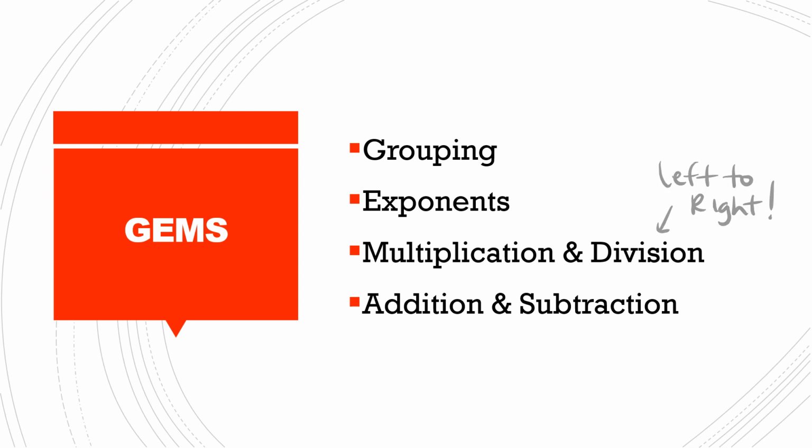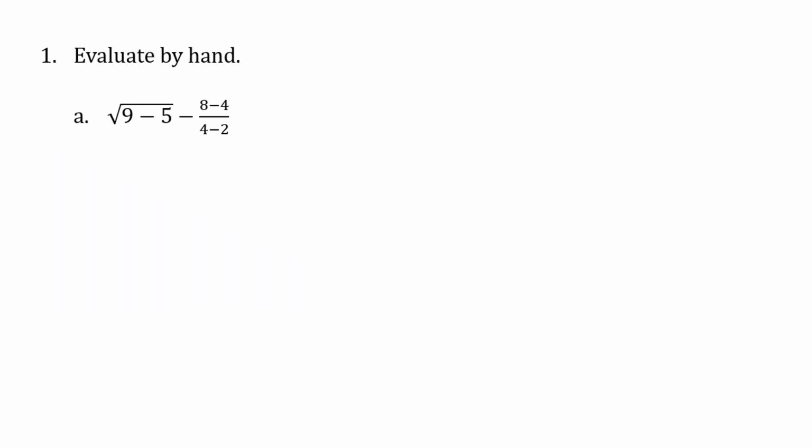And again, multiplication and division is performed left to right as it appears in the expression, and the same goes for addition and subtraction. It is performed left to right as it appears in the expression. All right, so let's jump into some examples. These examples are somewhat complicated, and they've got a lot going on, so we're just going to take them piece by piece.